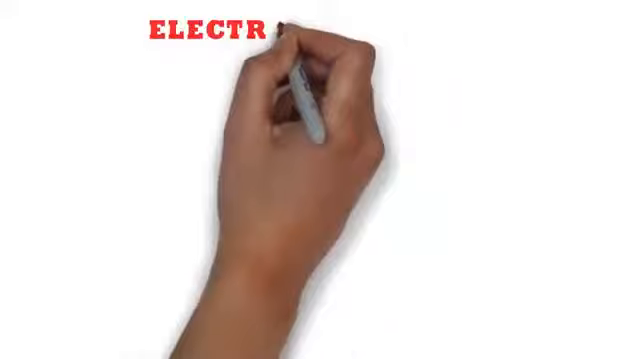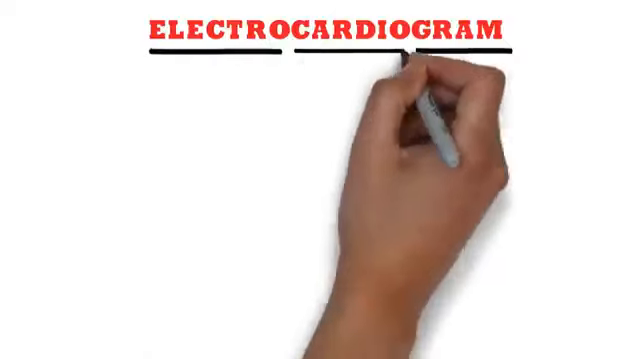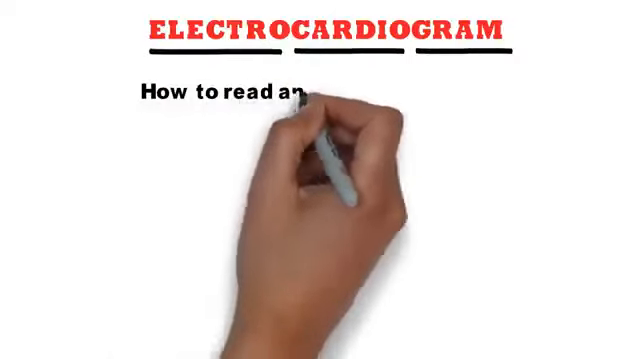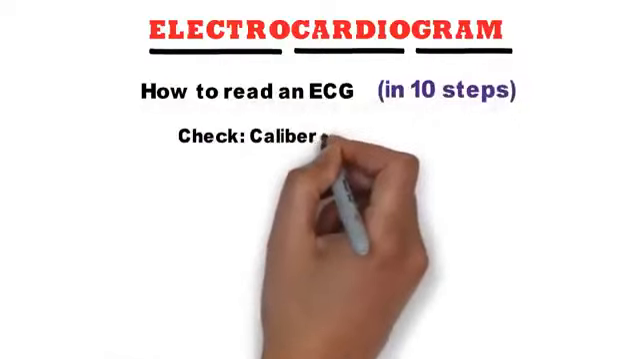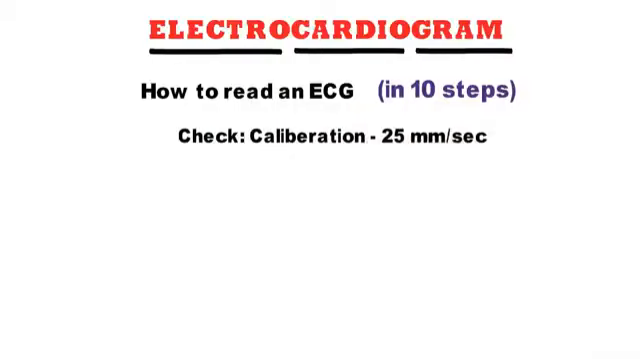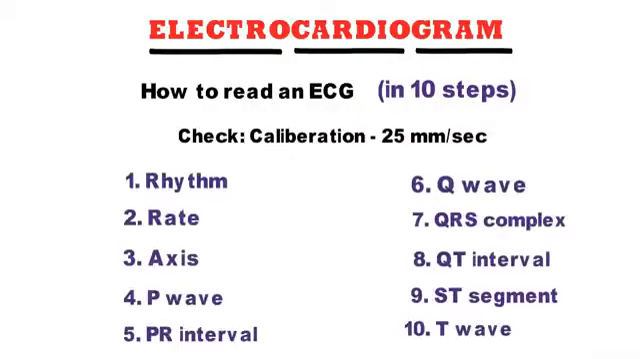So let's start. ECG, or electrocardiogram, is the graphical representation of electrical activity going on in the heart. Now, how to read an ECG in just 10 steps. Before that, we need to check the calibration or speed of the machine, which is normally set at 25 mm per second. In most books on ECG, the first step is to calculate rate. But before calculating the rate, you should know whether the rhythm is regular or not. I'll tell you the reason when I discuss the rate.